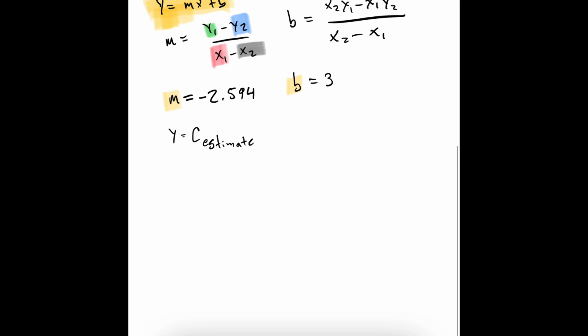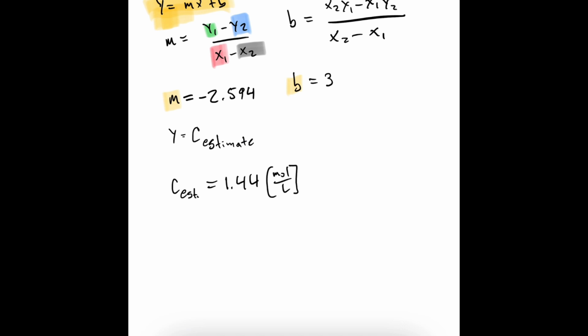So now we say, what does our c estimate equal when t equals 0.6? So c equals 1.44 moles per liter.